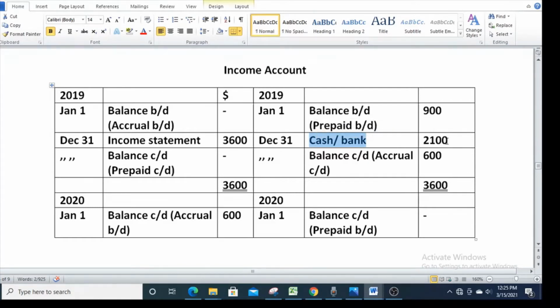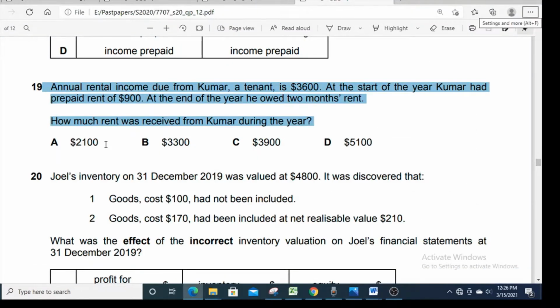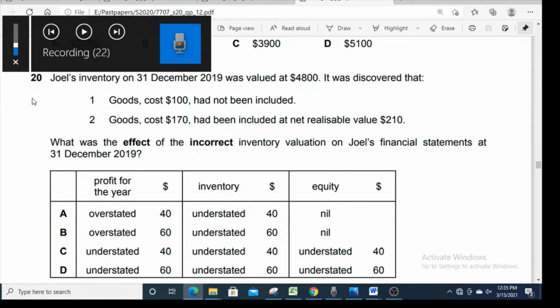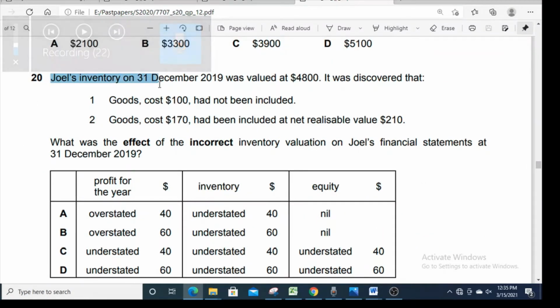Since the missing figure is required on the credit side, the debit side is complete, 3600 here. From 3600, we subtract 900 and 600. So we have our cash and bank as 2100. So during the year, 2100 was received. This is option A. Number 20 says, Joel's inventory on 31st December 2019 was valued at 4800.